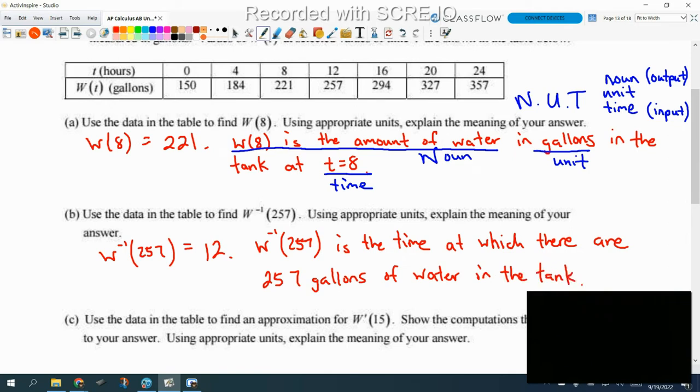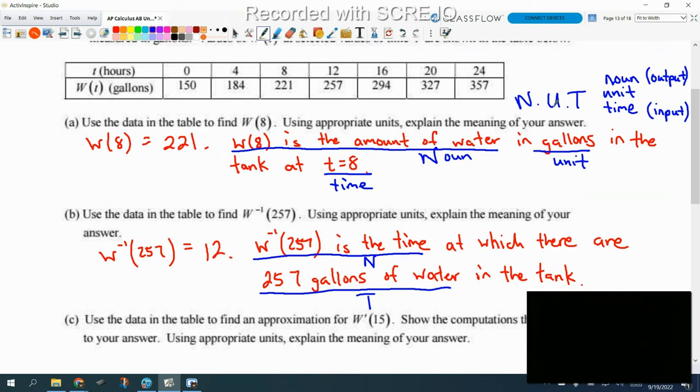All right, now I'll tell you, I forgot something. And this would lose me credit. I would not get credit for this answer right here. Okay, so I have my noun. The noun is W inverse of 257 is the time. Okay, that's my noun. And I have my time, which is my input. The 257 gallons of water, that is my time. That was my input in this problem.